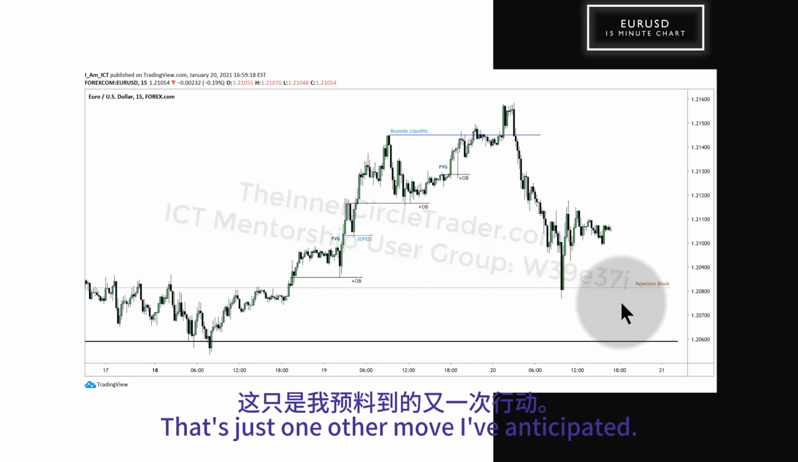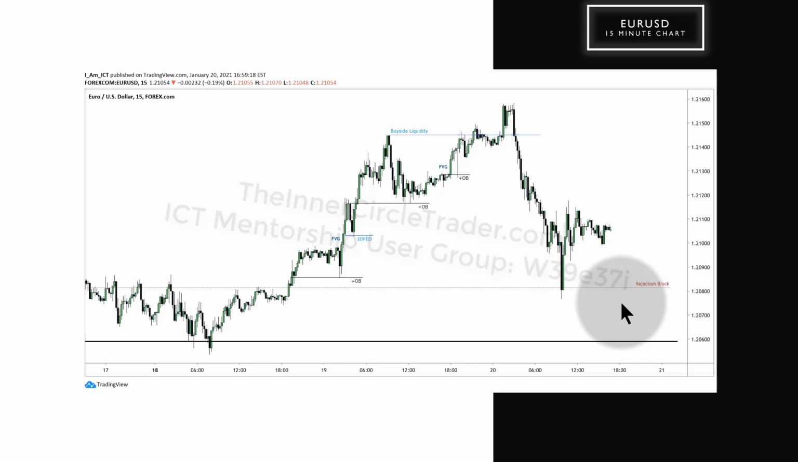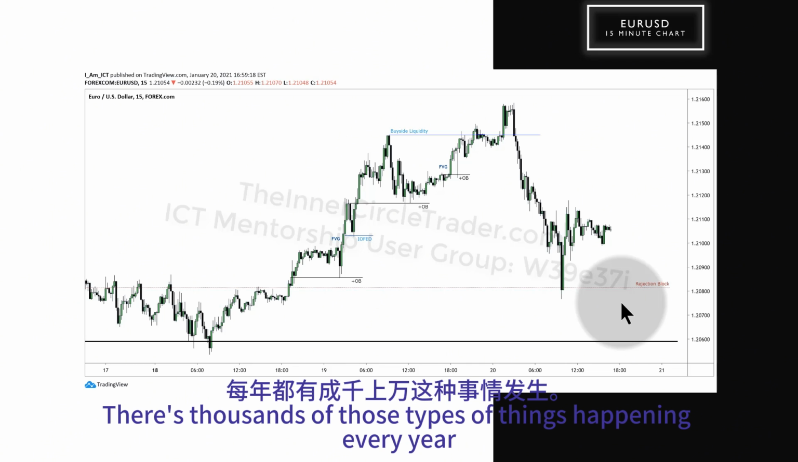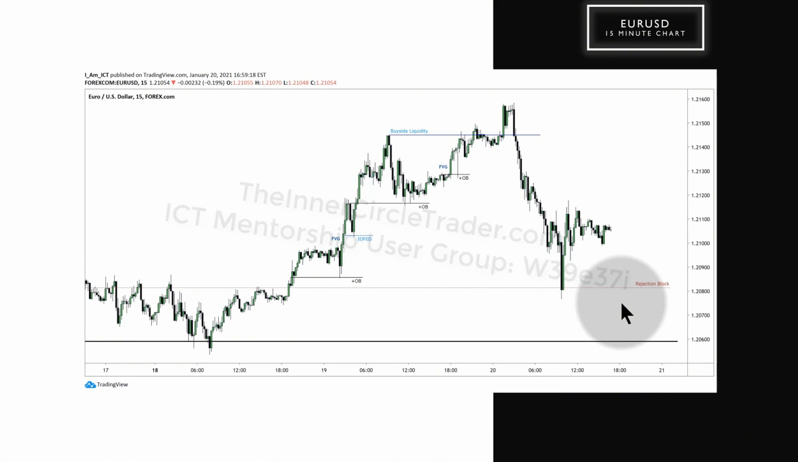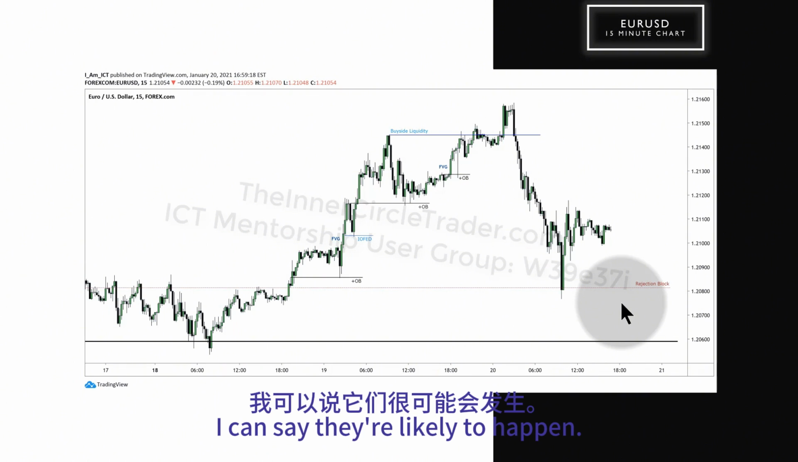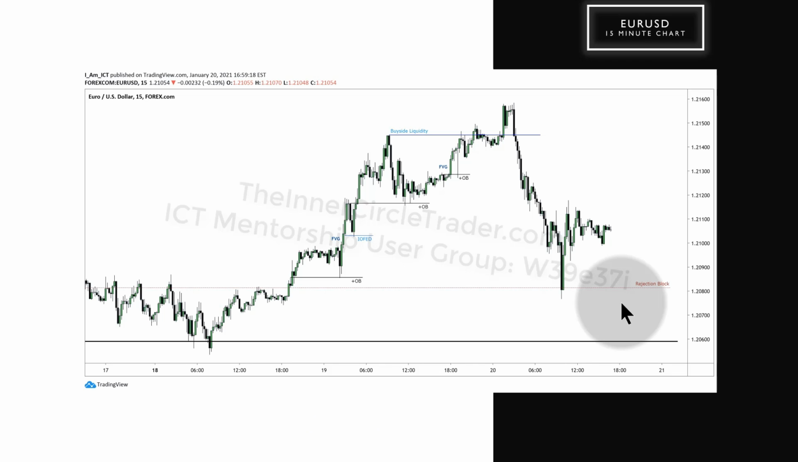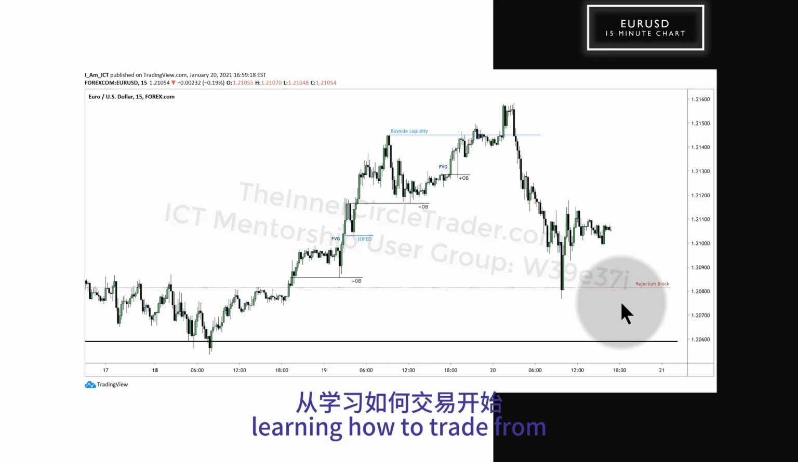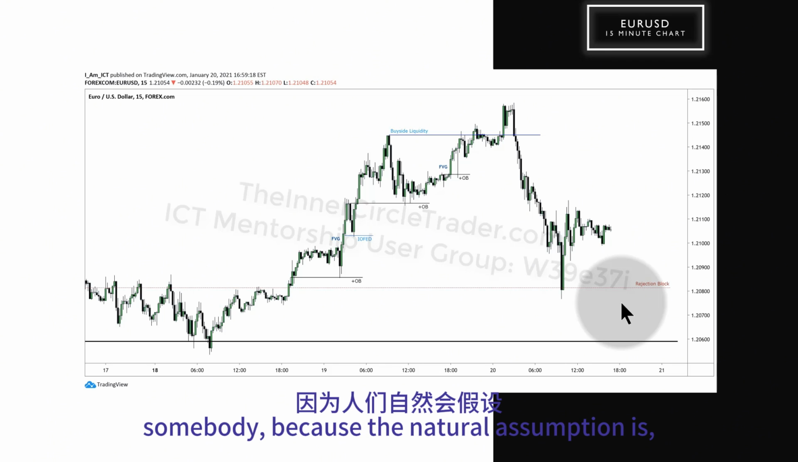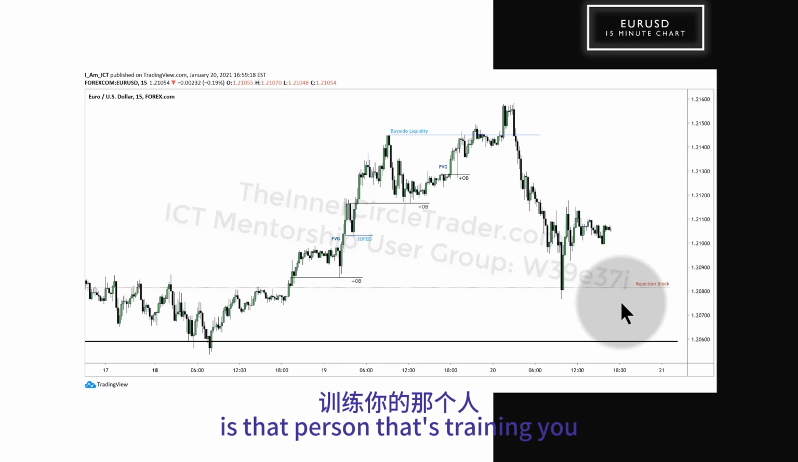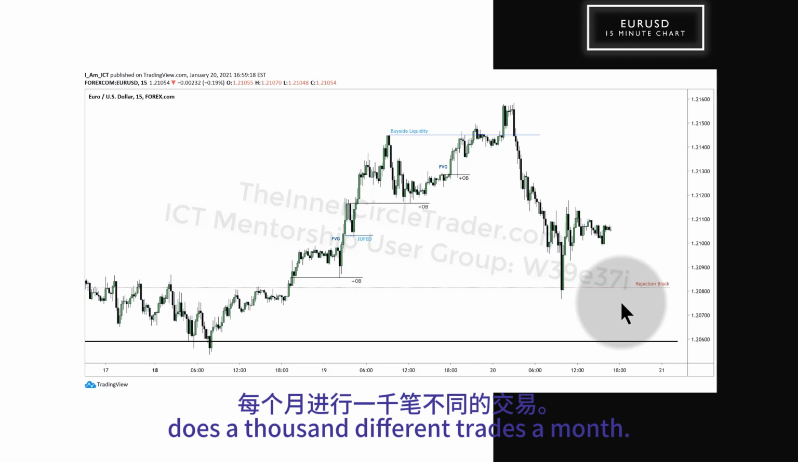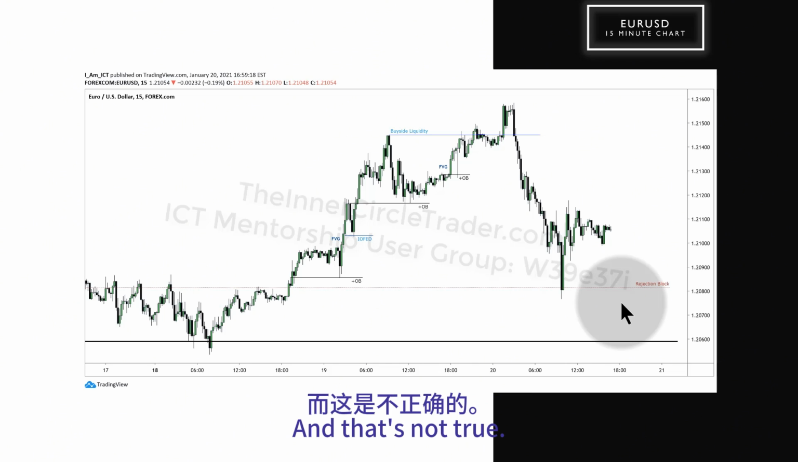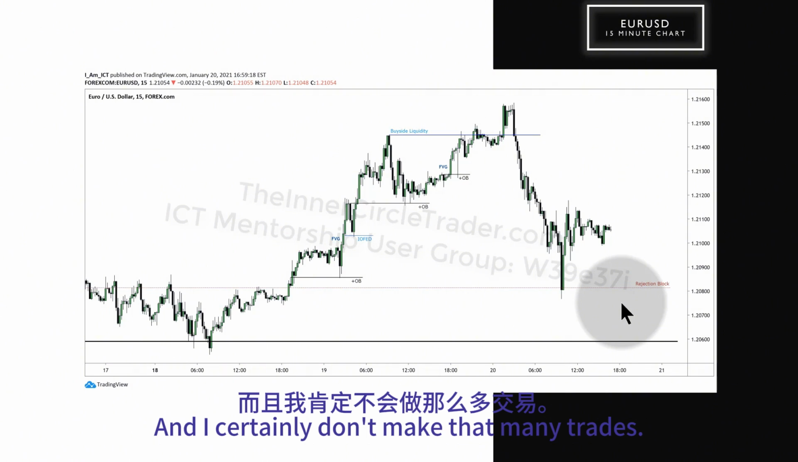And okay, that's just one other move I've anticipated and it happened. There's thousands of those types of things happening every year that I'm not participating in. I can see them, I can talk about them, I can say they're likely to happen. I didn't participate. And that's some of the illusion that comes along with learning how to trade from somebody, because the natural assumption is the person that's training you does 1,000 different trades a month, and that's not true. And I certainly don't make that many trades.